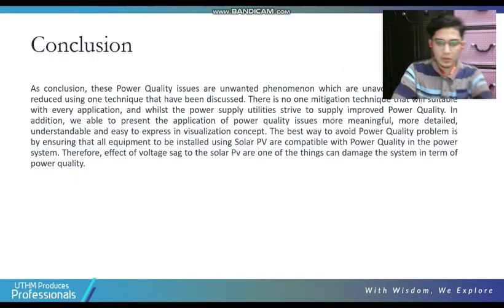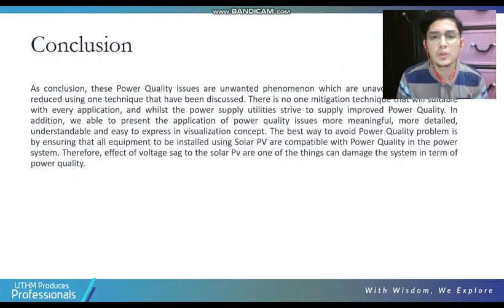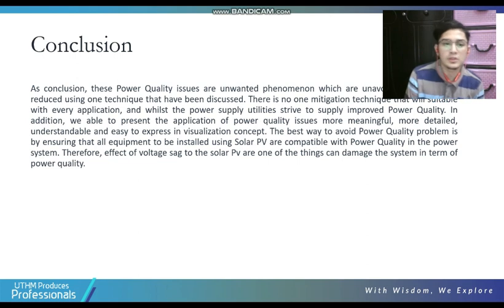As a conclusion, these power quality issues are avoidable and can be reduced using the techniques that have been discussed. There is no one mitigation technique that will be suitable for every application, and power suppliers strive to supply improved power quality. In addition, we presented the application of power quality issues in a more meaningful, detailed, understandable way, easy to express in a visualization concept. The best way to avoid power quality problems is to ensure that all equipment to be installed using solar PV is compatible with power quality in the power system.